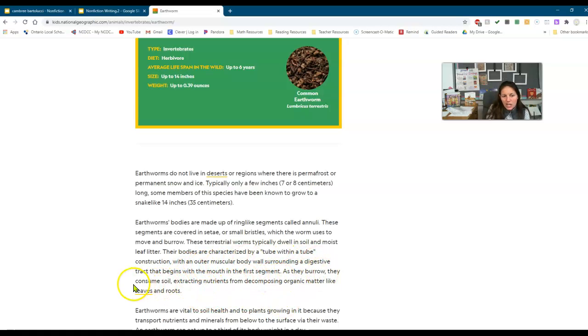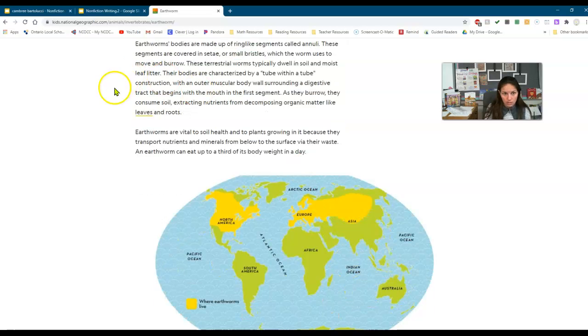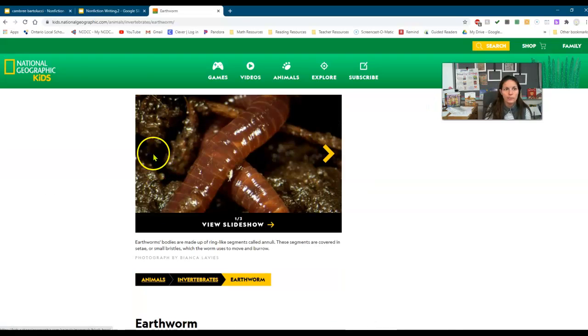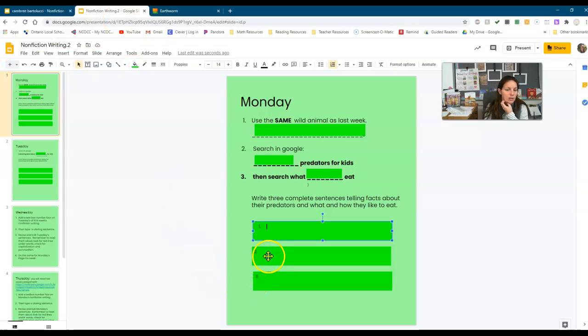As they burrow, they consume soil, extracting nutrients from decomposing organic matter. So they consume soil means that they eat soil. They take the vitamins and nutrients from the soil. So I would come back here and I would put that worms consume, I could use since that was a sentence, or worms eat soil to get nutrients.